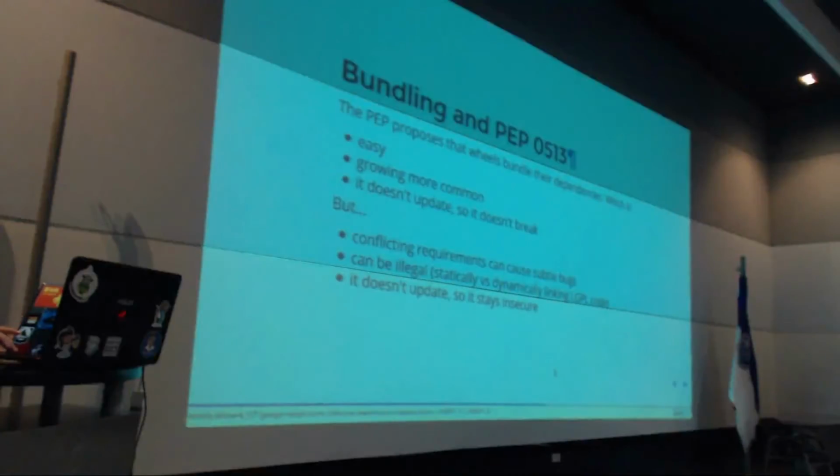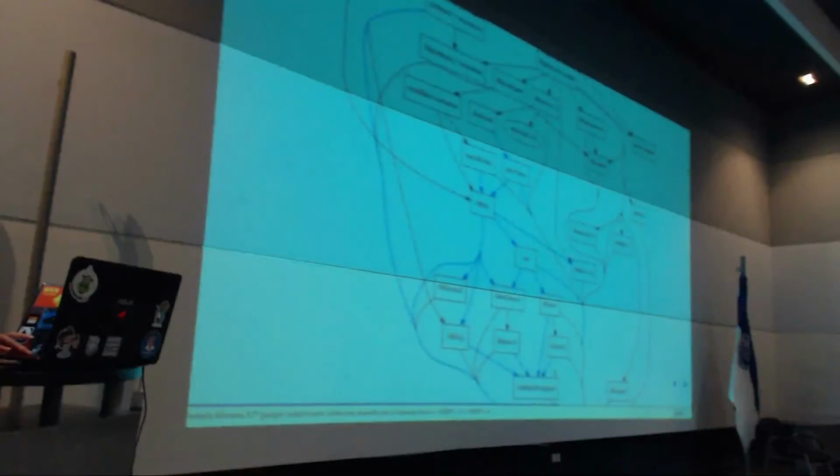So the bundling proposed in this PEP, the way that it wants to handle external dependencies, probably isn't going to fix everything with wheels.